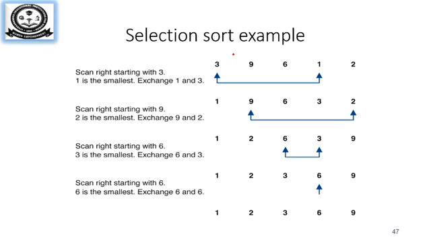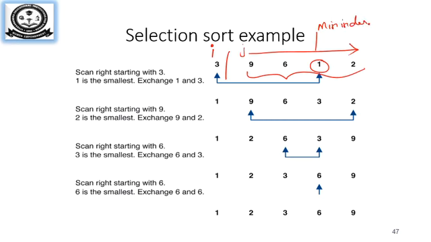So now, initially I will be here and j will start from the second position till the end. In this position, with the remaining elements, I will try to find which is the smallest element. So 1 will be the smallest element, so your min index will be here. Now I and min index will get swapped. You can see 1 and 3 are getting swapped.